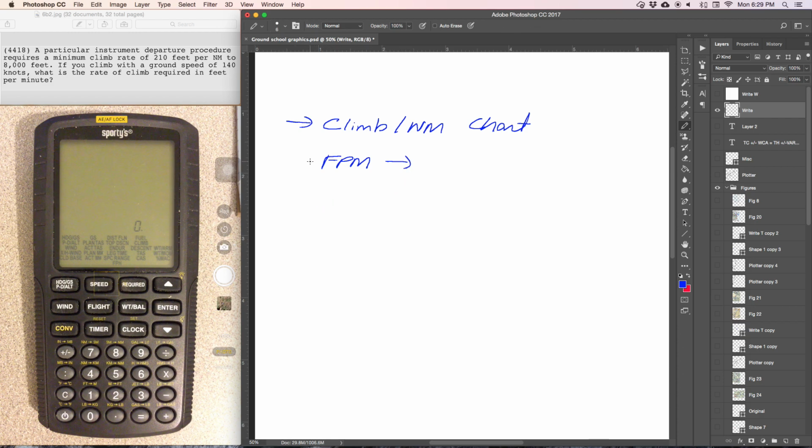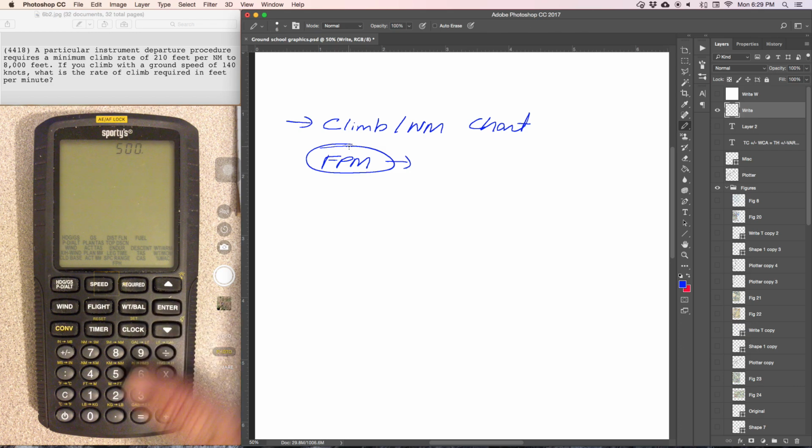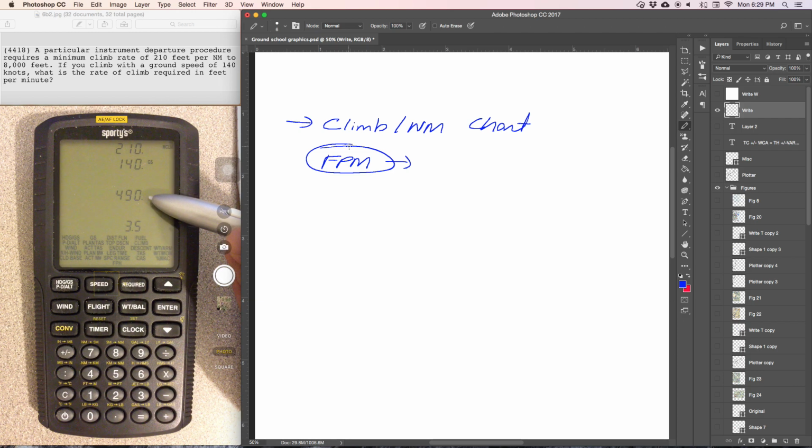So in this case, they are asking for feet per minute, so we're going to have to use the climb function on the E6B. So we're going into required climb, and it's asking us for the minimum climb rate, basically. And the climb rate is going to be 210 given in the problem. The ground speed is given of 140 knots, and that gives us a minimum rate of climb needed of 490 feet per minute.